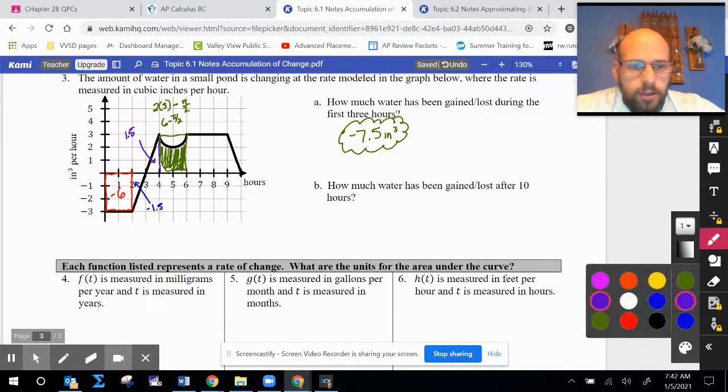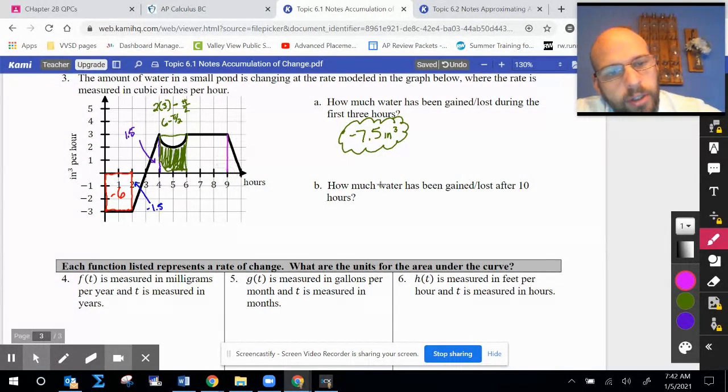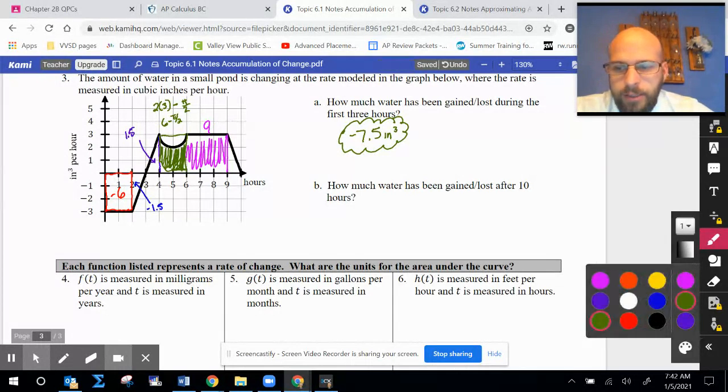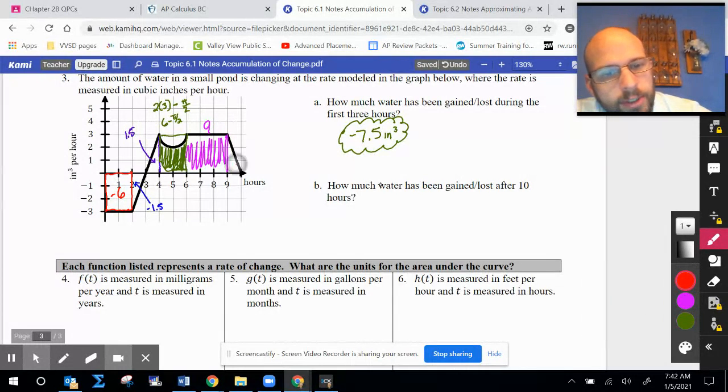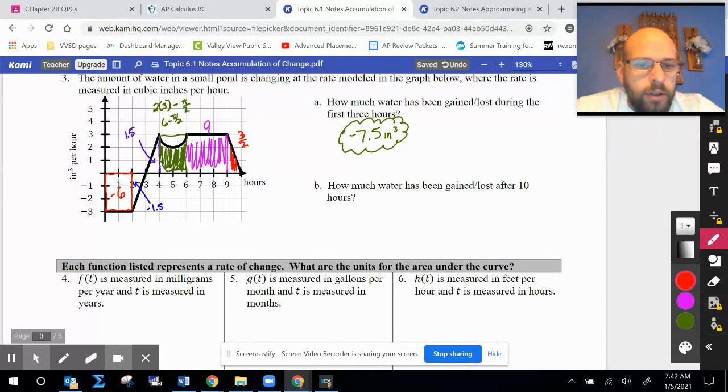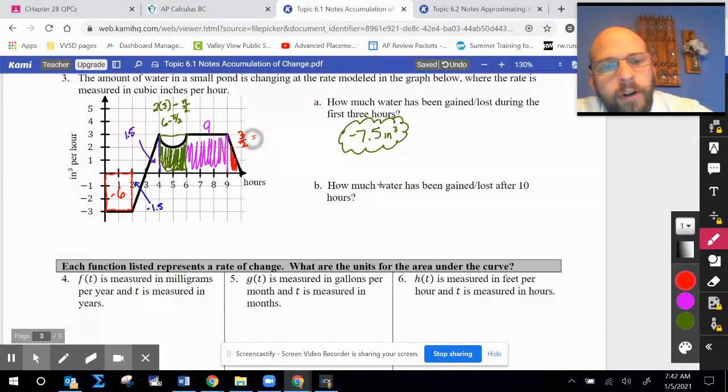And then if I keep going, I have a big rectangular square in this case, which would be 3 by 3, which would be 9. And then last but not least, I have a sliver, which would be a positive 3 over 2, or 1.5, right? So let's add it all up.